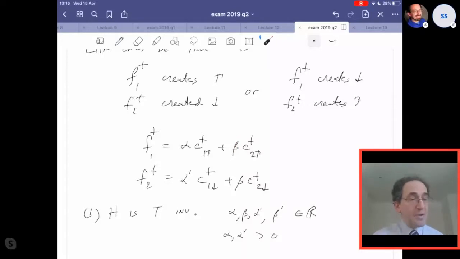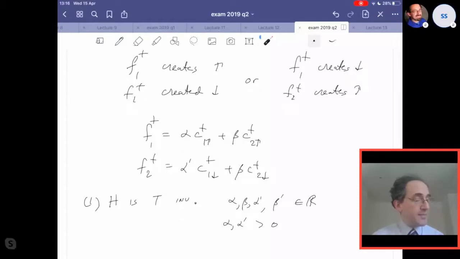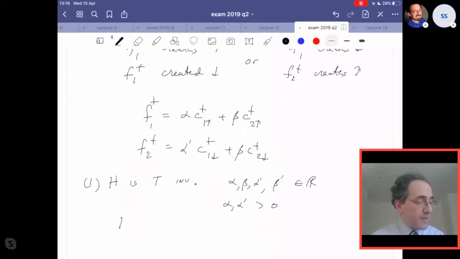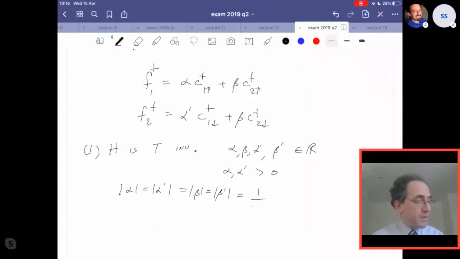Furthermore, the Hamiltonian is right-left symmetric. So that tells me that, let's see, okay, the Hamiltonian is both right-left symmetric and rotationally invariant in spin space. So we're using the rotational invariance in spin space, which tells me that we better have absolute alpha equals absolute alpha prime equals absolute beta equals absolute beta prime. And by normalization, this better be 1 over square root of 2.